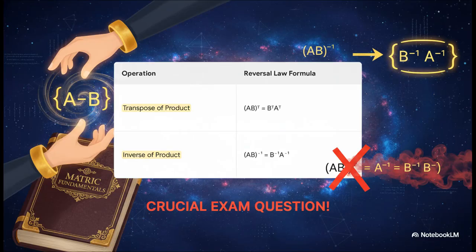Now you're going to want to pay close attention here because this is a classic exam question. When you take the transpose or the inverse of a product of two matrices, you have to swap their order. The inverse of AB is not A inverse times B inverse. Nope, it's B inverse times A inverse. This reversal law is a super important property to have in your back pocket.